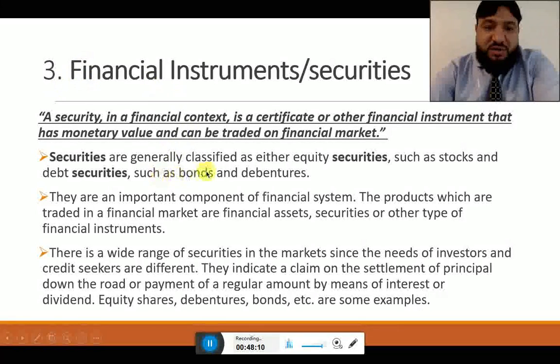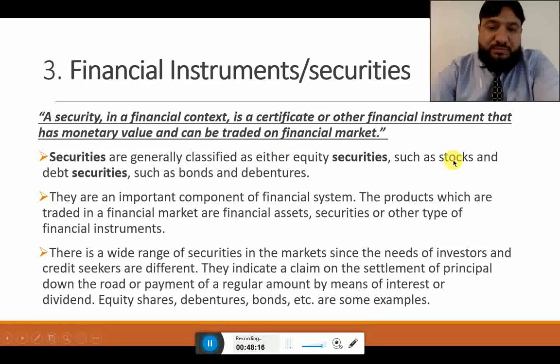This financial security could be a bond, a debenture, or a stock, preferred stock, common stock, or we can say shares. And with the help of financial security, one side can do financing and the other side can do investing, right?